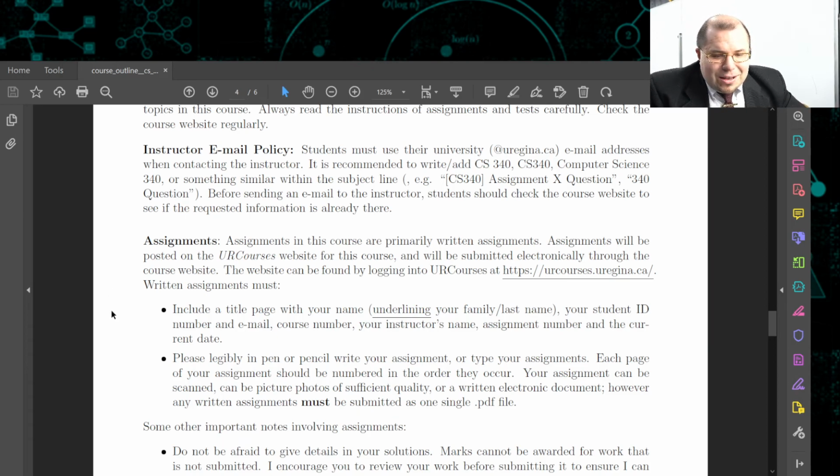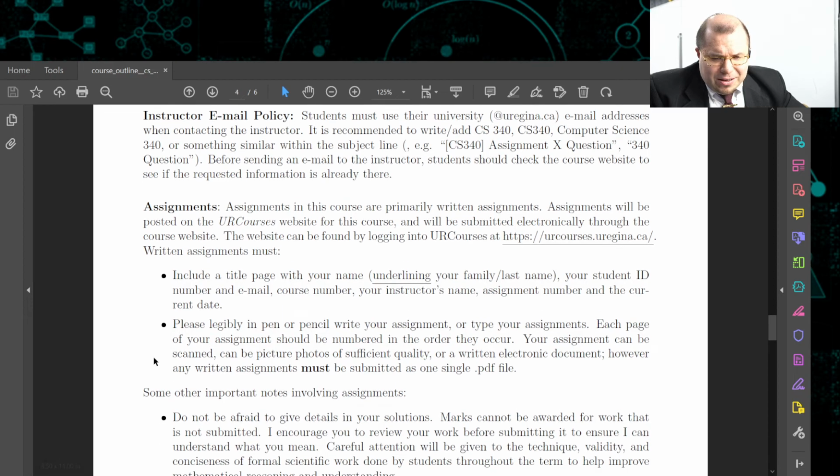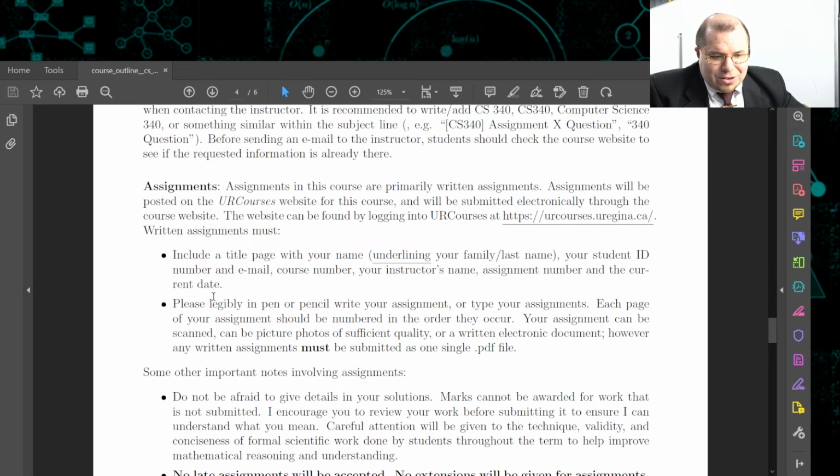So just to take a look at the instructions I have here about assignments. You'll include a title page that has your family or last name, student ID, name, and so on. And you can, of course, type up your answers, or you can write them out on paper, take pictures, or scan them. I'm pretty flexible about it.